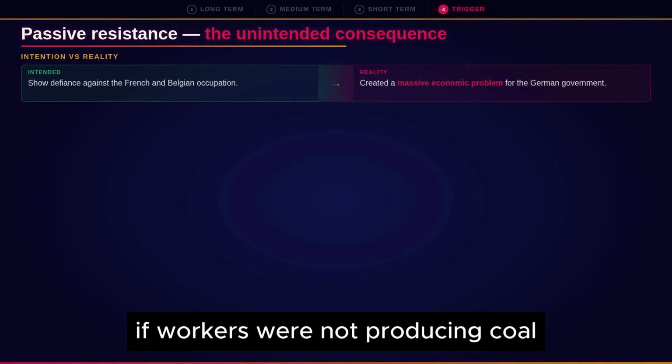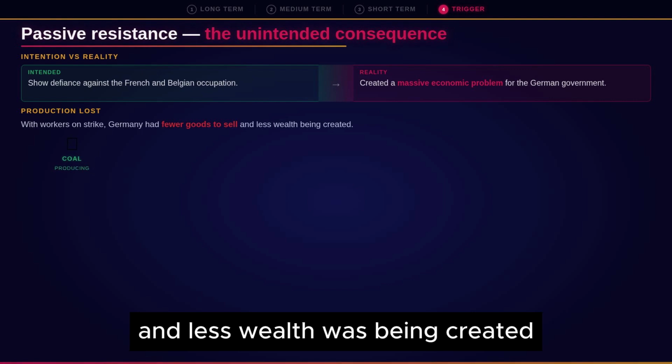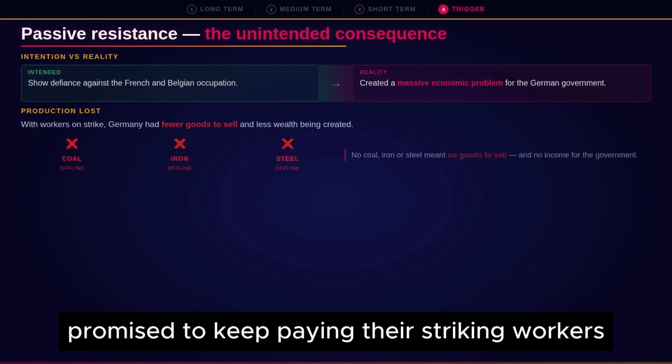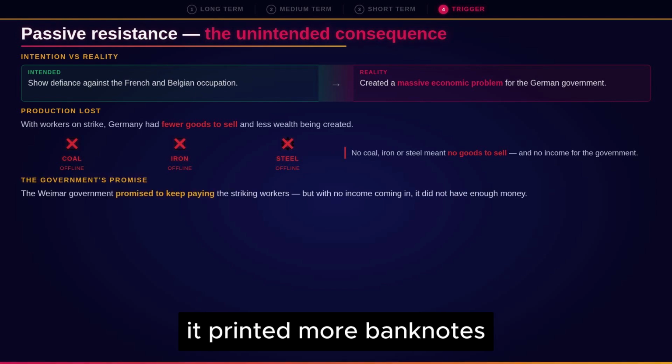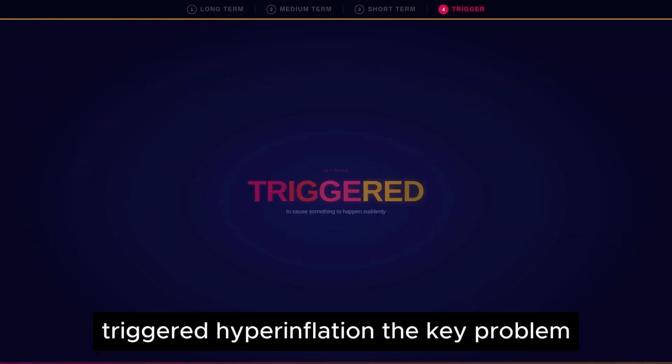If workers were not producing coal, iron and steel, Germany had fewer goods to sell and less wealth was being created. At the same time, the government promised to keep paying their striking workers. However, because it didn't have enough money, it printed more banknotes. The decision to print more money triggered hyperinflation.